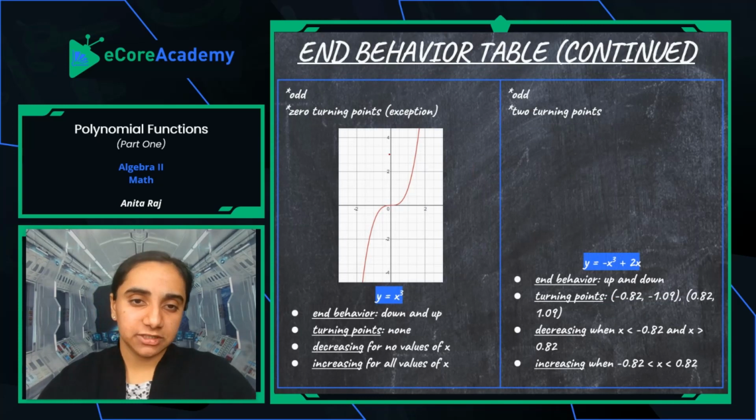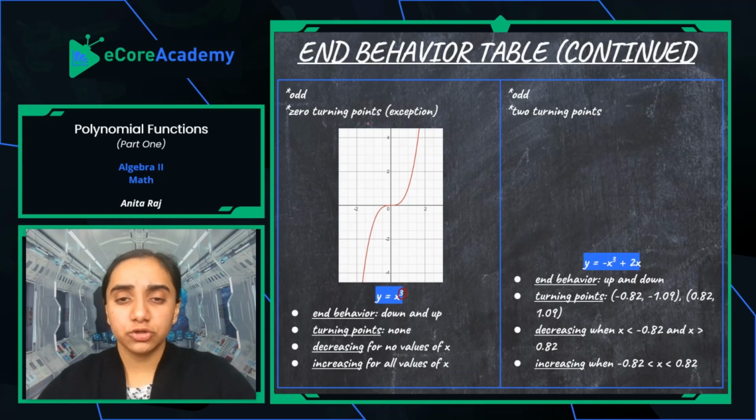Next, these two are special because they're both odd. So if we look here, this is a parent cubic function. It's y equals x cubed. The cube is odd. That's why I wrote it up here, because 3 is odd. And there are no turning points in this graph. It's an exception. I'll show you why.